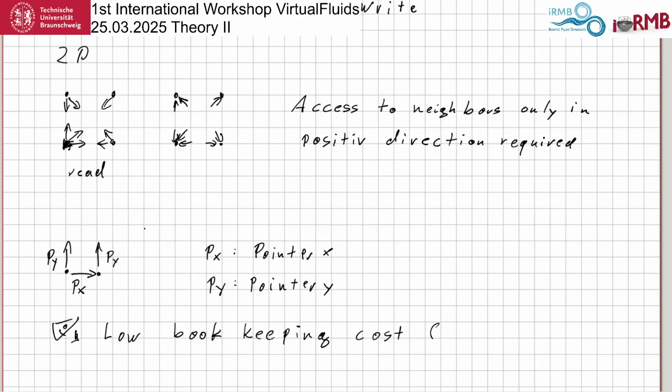So low bookkeeping for indirect addressing that we are using in the GPU version. What we need is 3 pointers in 3 dimensions, instead of 26.